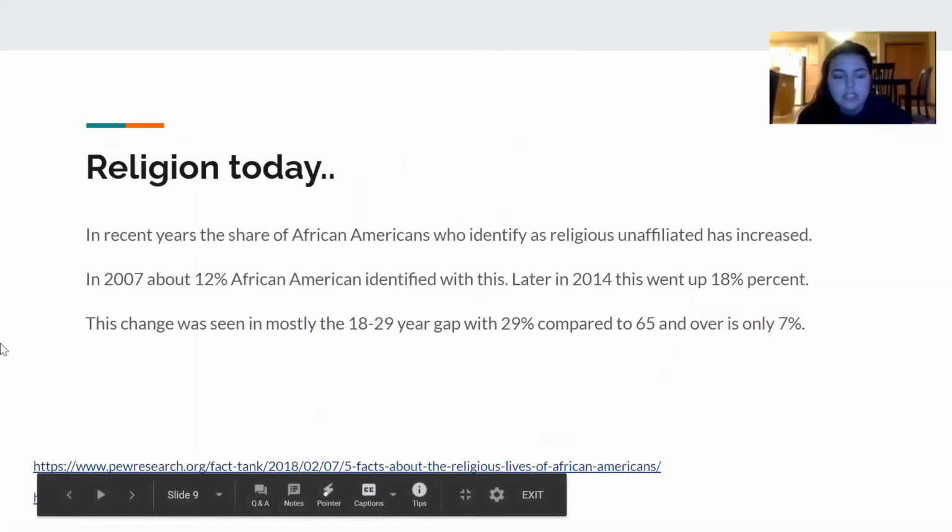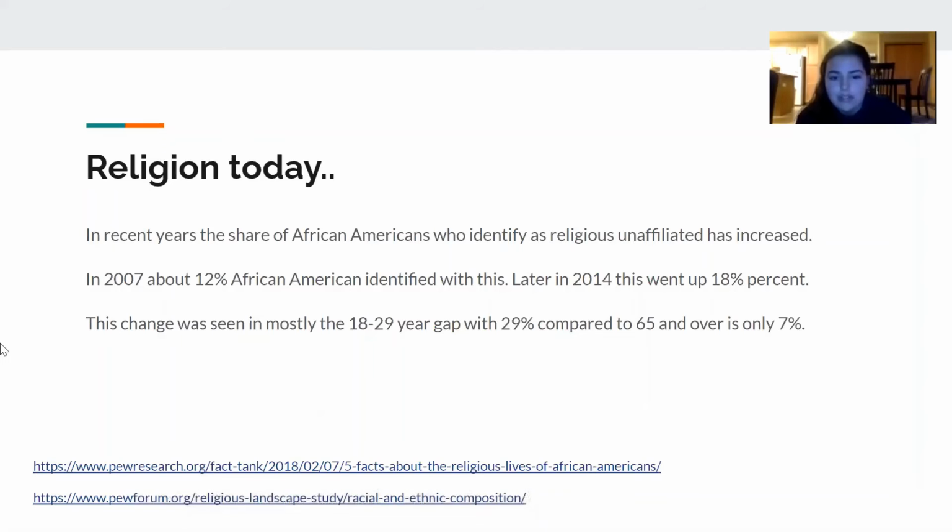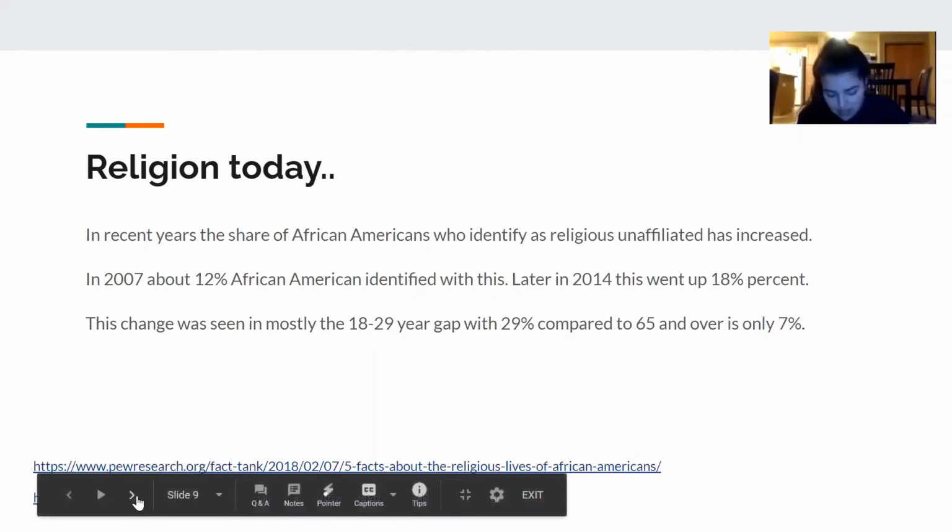And with religion today, in recent years, the share of African Americans who identify as religiously unaffiliated has increased. In about 2007, about 12% of African Americans identified with this. Later in 2014, it went up to about 18%. This change was mostly seen in the 18 to 29 year age group, with 29%, compared to 65 and over, which is only 7%.